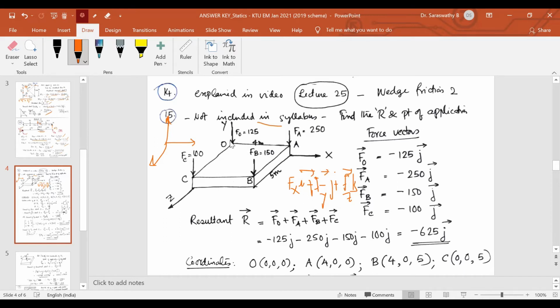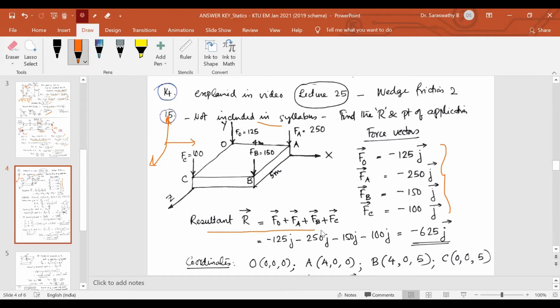For this force, F0 is acting purely in the vertical direction, or y direction. There is no Fx component or Fz component. So that force is equal to Fy j, that is 125 j. The sign is negative because y positive is upward. Here all the forces are acting in the y direction. So all the forces can be represented as F0 minus 125 j, Fa minus 250 j, Fc minus 100 j, Fb minus 150 j. This is the vector representation of all these given forces.